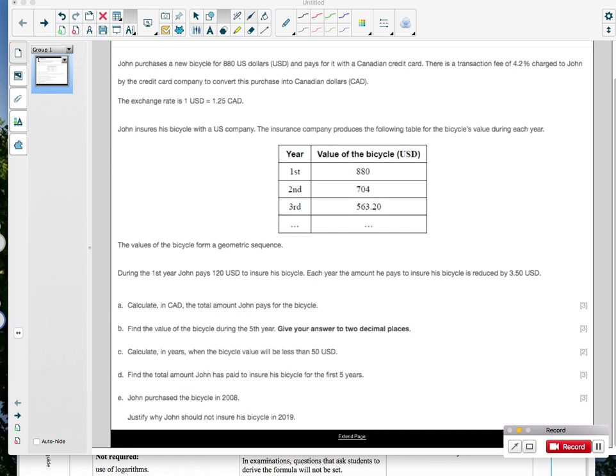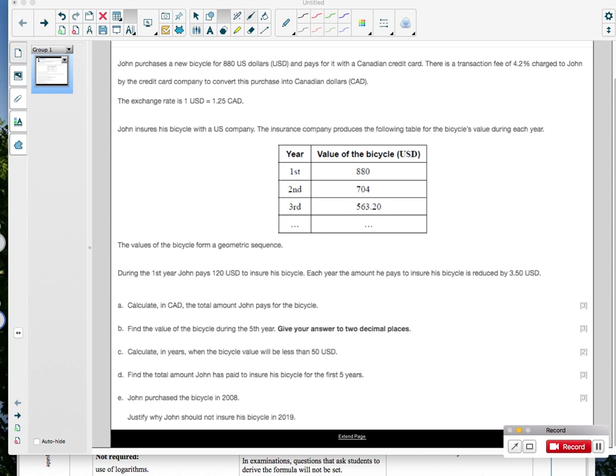Then John insures his bicycle with a US company. The insurance company produces the following table for the bicycle's value during each year. So the first year it's 880, the second year is 705, the third year is 763.20, etc. The values of the bicycle form a geometric sequence. During the first year, John pays $120 to insure his bicycle. Each year, the amount he pays to insure his bicycle is reduced by $350.